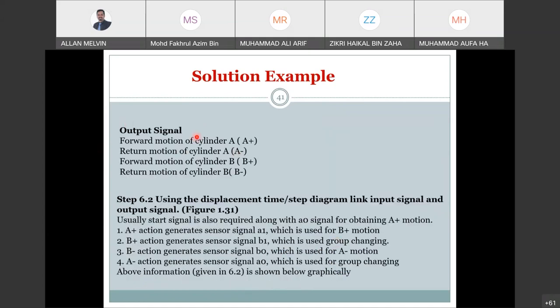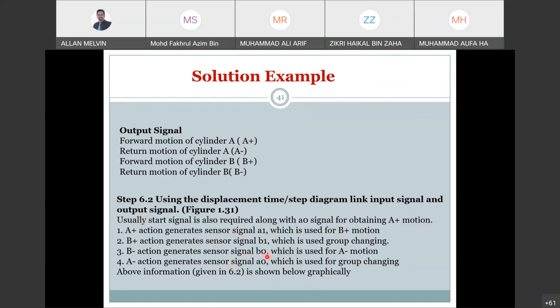Then the output signals: the forward motion of cylinder A is A plus, return is A minus, B plus, B minus. Then using the displacement step diagram, link the input signals and output signals. Try to include all these inputs and outputs in that sequence. So A plus action generates sensor signal A1, which is used for B plus motion. Maksudnya, when A extends fully, it hits limit switch A1, and B plus will start. So you do all the sequencing.